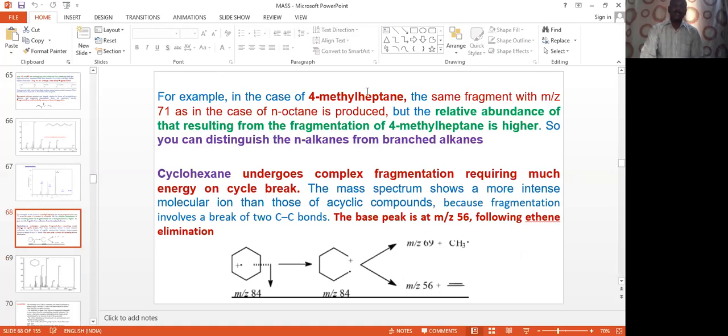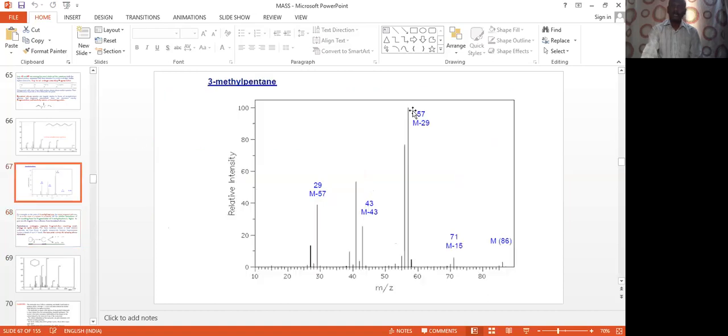Next one is the cycloalkanes. How you differentiate, we have seen in the examples: whether it is a straight chain alkane or a branched alkane, you can differentiate. With straight chain alkanes, M by Z value 43 will be the intense one, whereas in branched alkanes, you have M by Z values 57 and 71. These two peaks will be intense based on the molecular weight. So you can see how you differentiate.